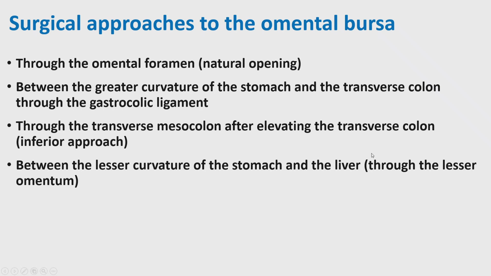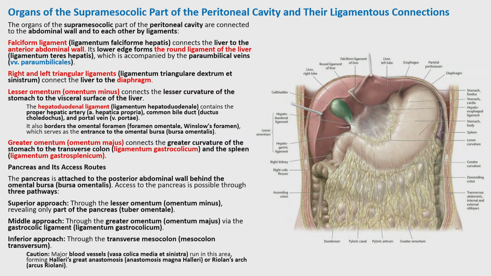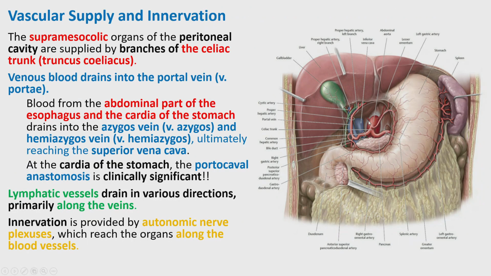Those are the surgical procedures through the omental bursa, where we said that the natural entrance is the epiploic foramen or Winslow foramen, which is the only natural entrance to the bursa omentalis.